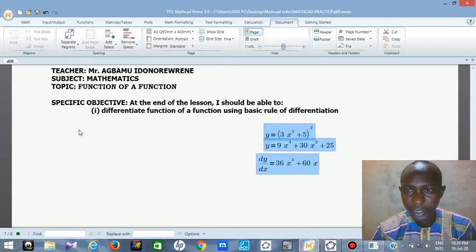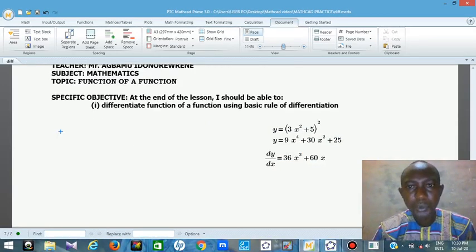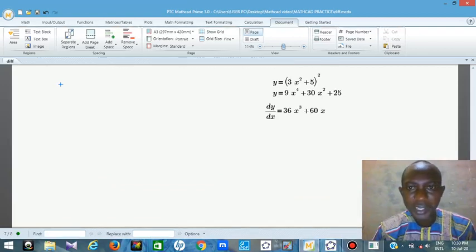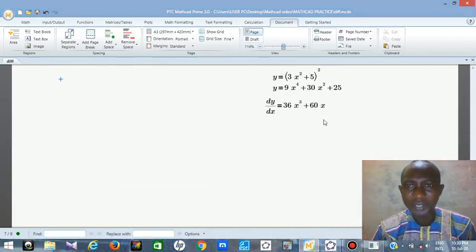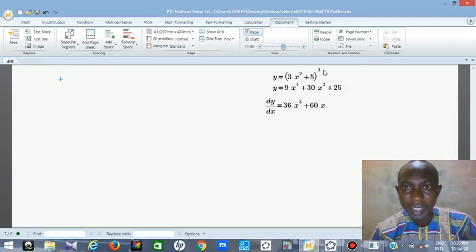Let me put it in this corner so that we can explain function of a function on this side. You can see the answer we got. Merely looking at this, some people may ask, why not expand and differentiate? Why waste time using another rule called function of a function? You will appreciate function of a function when you have a greater power here.